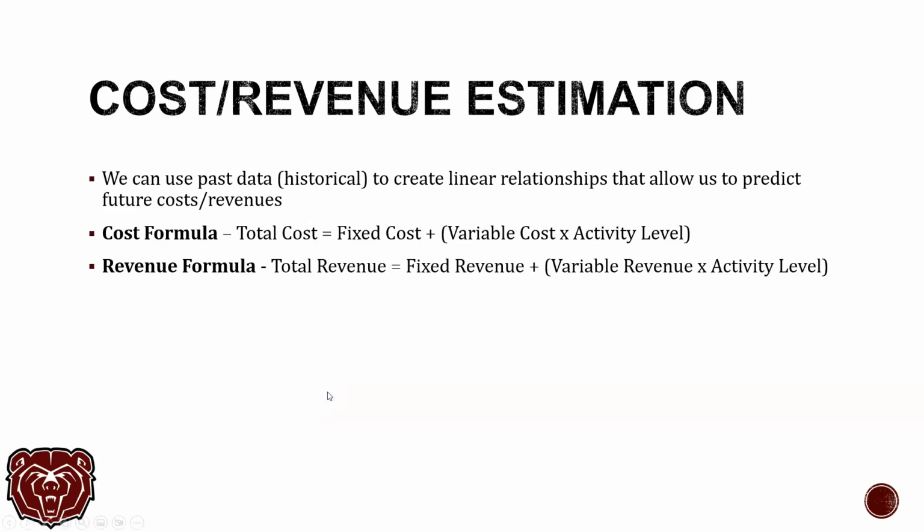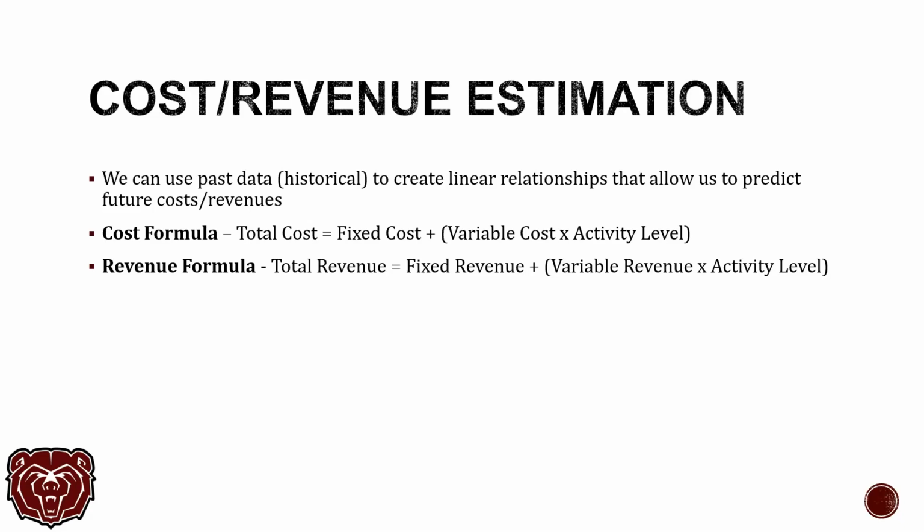Okay, so now we can start talking about these cost revenue estimations that we're going to use to determine what our costs or revenues may be in the future, right? We're going to use historical data to configure and compile that and make estimations. So we use that historical data to create linear relationships. It allows us to predict future cost and revenues.